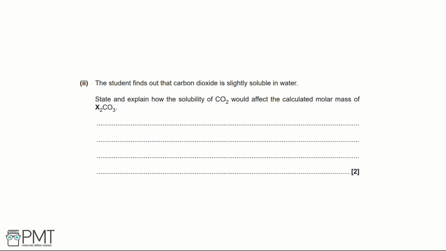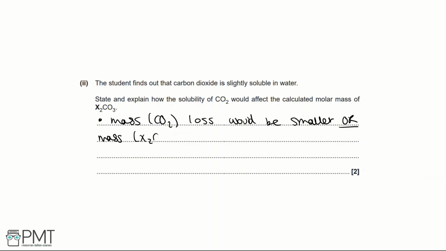Part 2. The student finds out that carbon dioxide is slightly soluble in water. State and explain how the solubility of CO2 would affect the calculated molar mass of X2CO3. So I'm going to lay this question out as 2 bullet points, and each bullet point is 1 mark. So the first bullet point is that the mass of carbon dioxide lost would be smaller. Alternatively, you could say that the mass of the carbonate, so X2CO3, reacted would seem to be less. Either of these statements will get you your first mark.